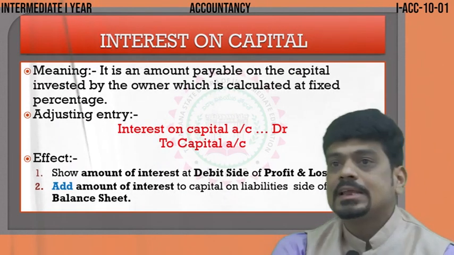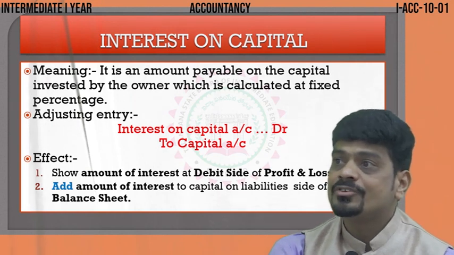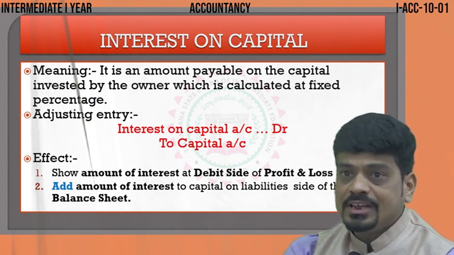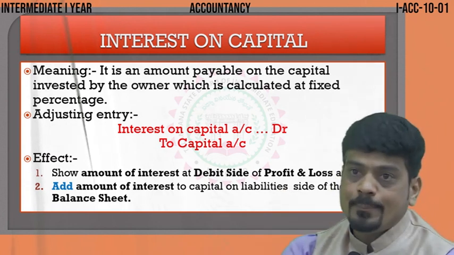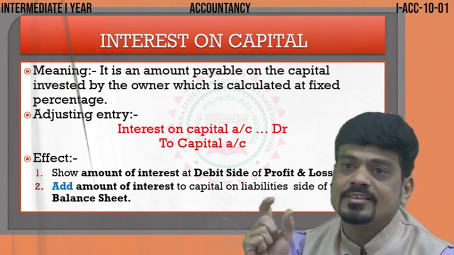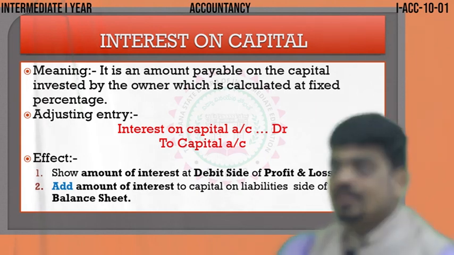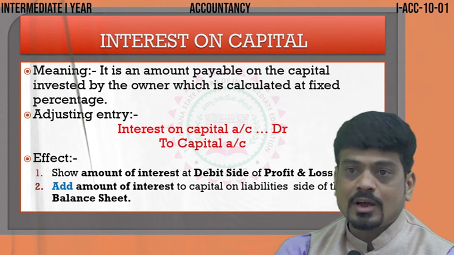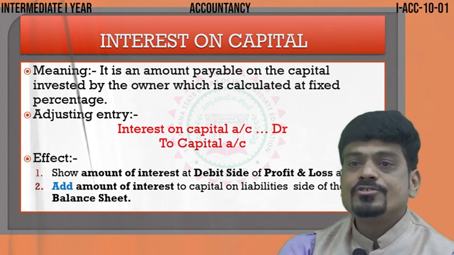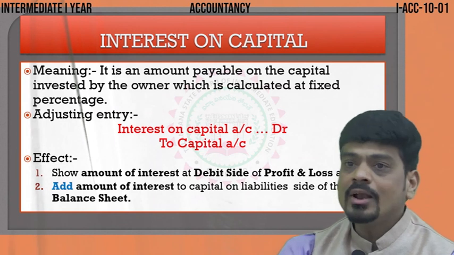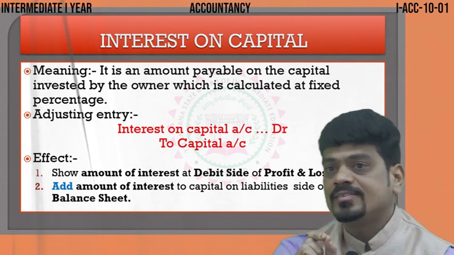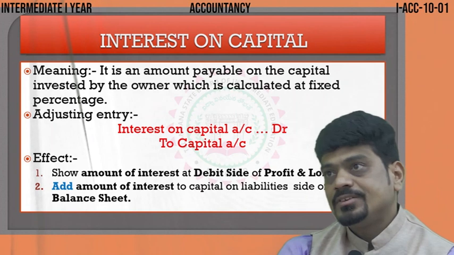Then comes interest on capital. Whenever they give you interest on capital, the adjusting entry is interest on capital account debit to capital account. On which amount should we calculate? On the capital amount, at the fixed percentage they tell, 3%, 4%. Then the effect: first, we show the interest amount on the debit side of profit and loss account. And second, we add it to the capital. If you remember, when I taught you the format of the balance sheet, I was focusing that we have to add interest on capital.